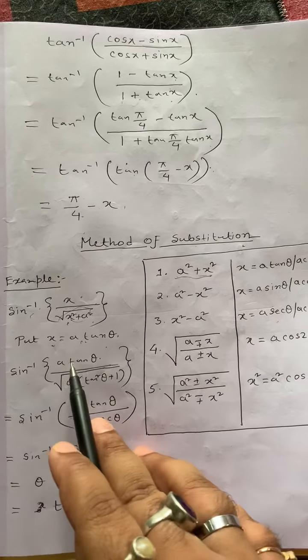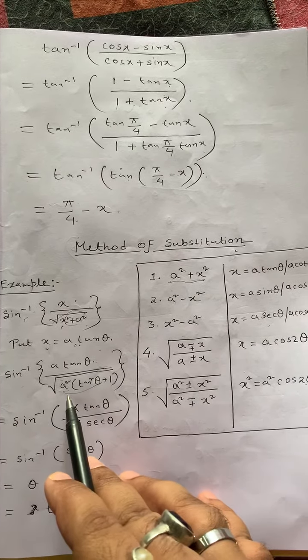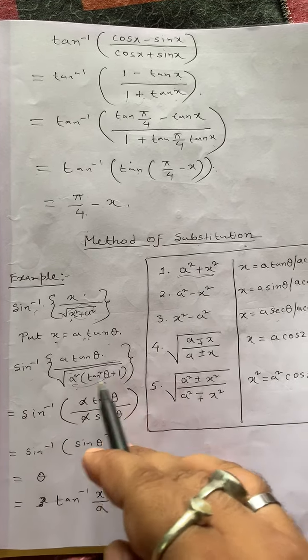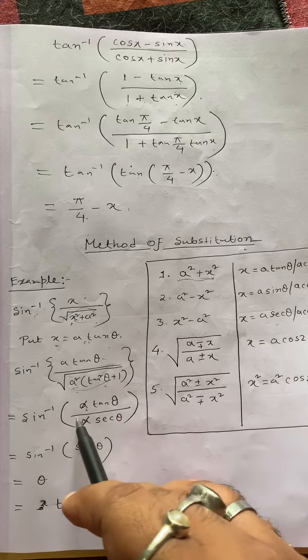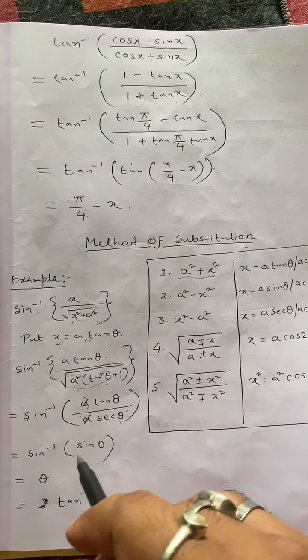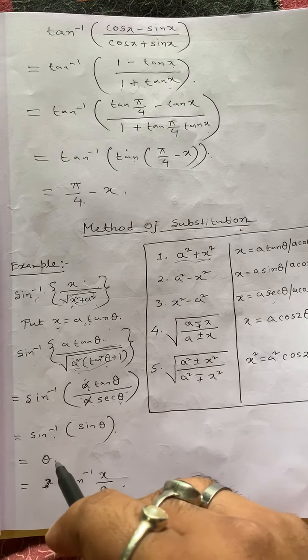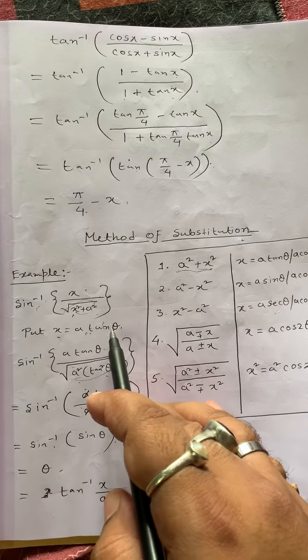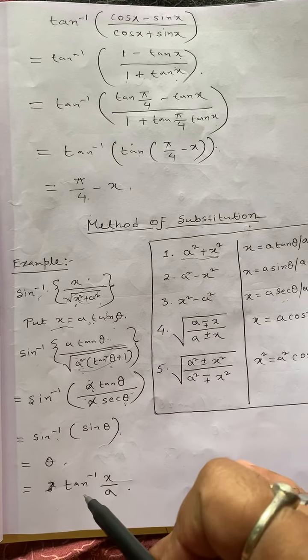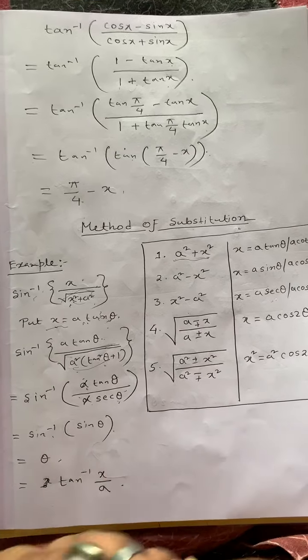So it will become sine inverse of a tan theta divided by root over of a square tan square theta plus a square. If you simplify it, you will get a tan theta divided by a sec theta. A will get cancelled, and from here you will get sine inverse of sine theta, which will give you theta. Now the theta value is equal to what? It's x by a, and then tan will come to this side, so it will become tan inverse of x by a.